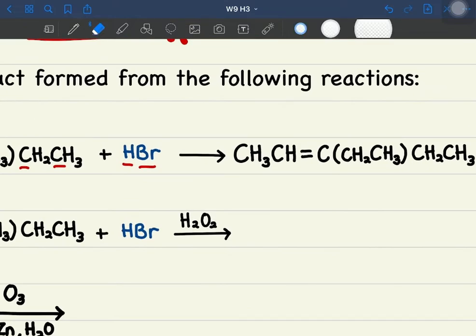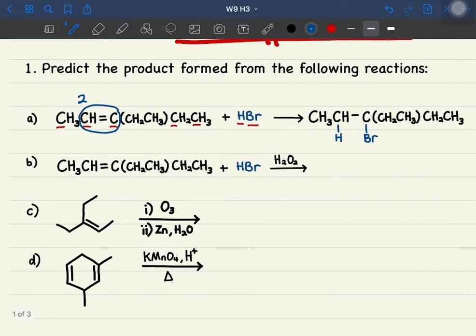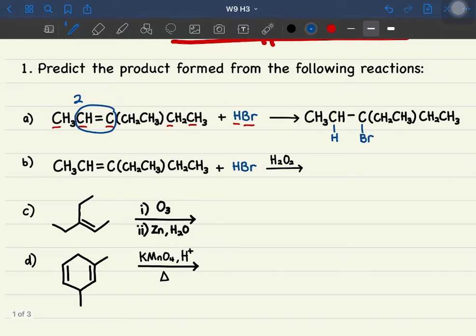So we're going to rewrite the structure here by eliminating one of the double bonds. We're going to add our species H and also Br. So H will be added here, while Br will be added here. That follows the Markovnikov rule.